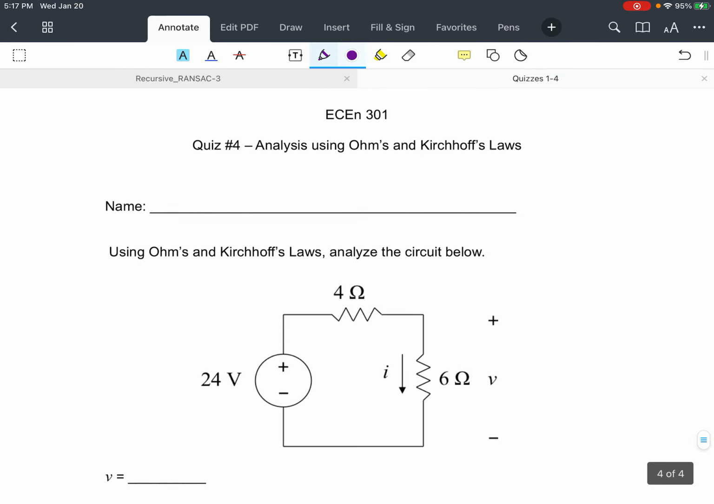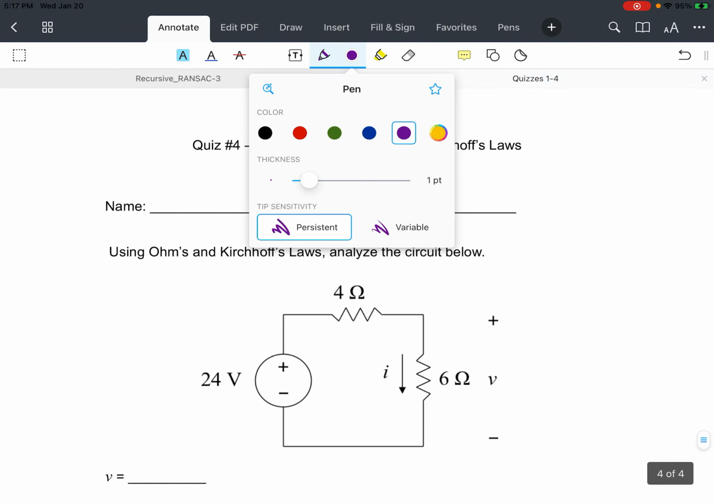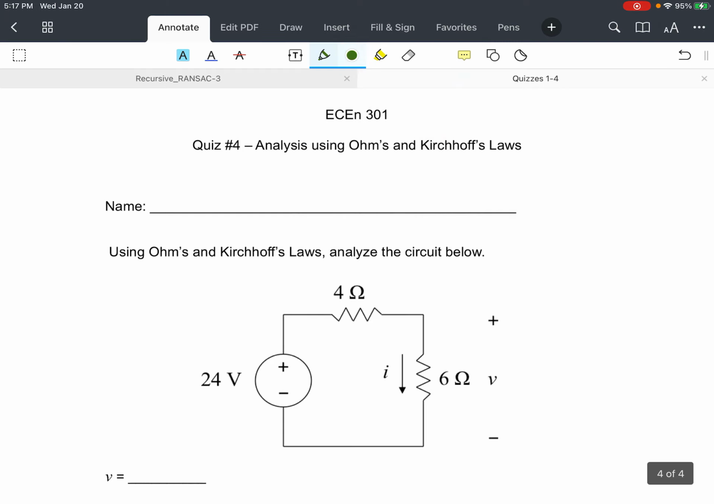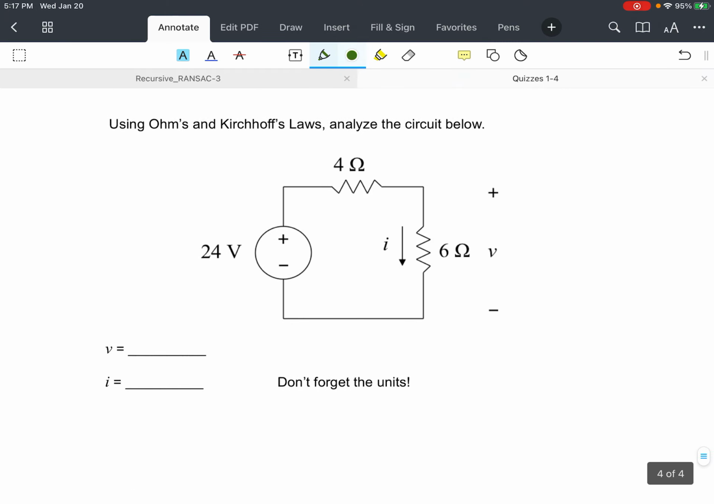All right, last problem using Ohm's law and Kirchhoff's law: analyze the circuit below. So we know from Ohm's law, and this is passive sign convention, so I is flowing from plus to minus in V, so the voltage is going to be equal to I times R. So in this case, V is going to be equal to 6I. Okay, we know that that's true. Now we need to figure out what I is.